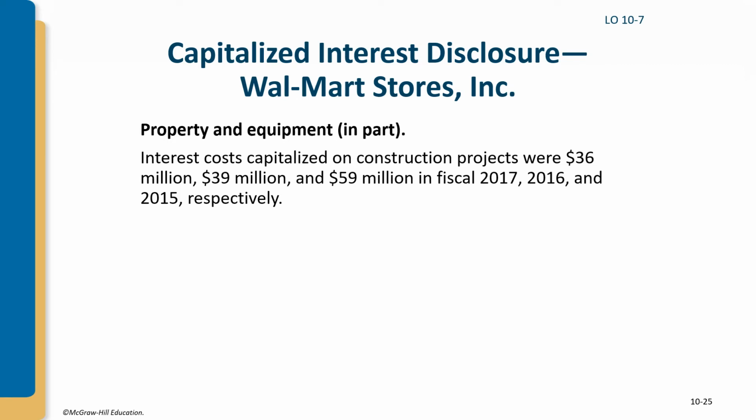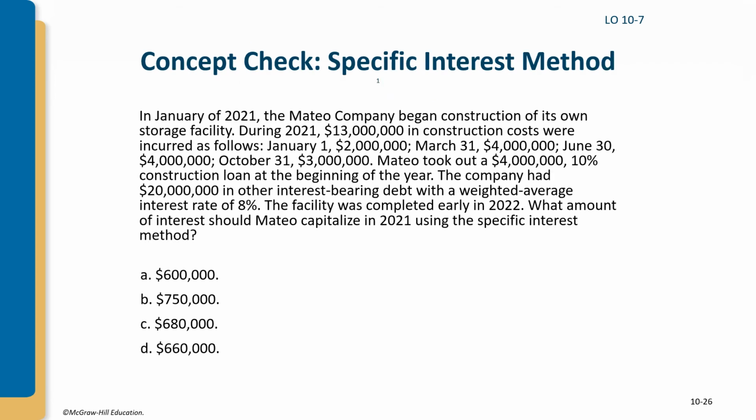Here's Walmart's example of a little disclosure note that they have regarding interest capitalization. So we're just showing you companies really have this and they have to report it. Let's say in January, the Mateo company began construction of its own storage facility. During 2021, $13 million in construction costs were incurred as follows. So you have the $2 million, the $4 million, the $4 million, and the $3 million.